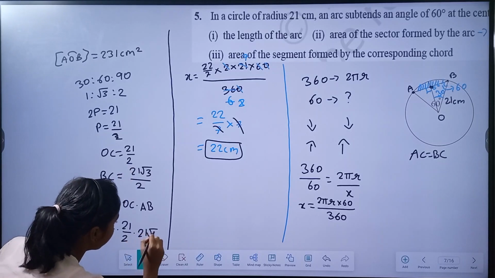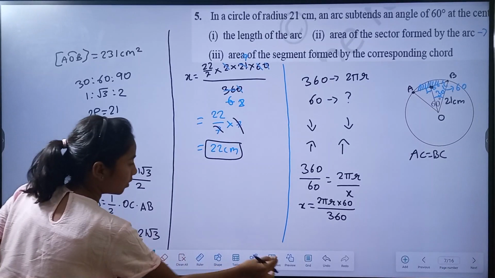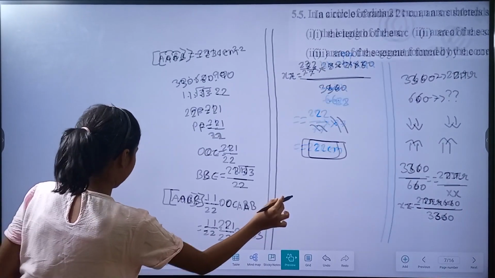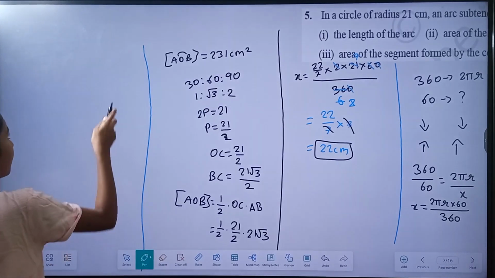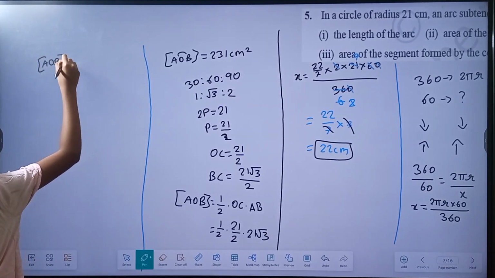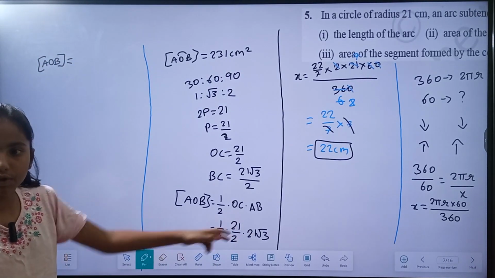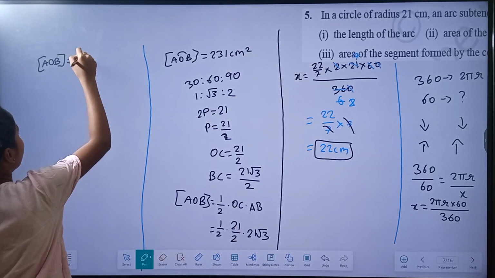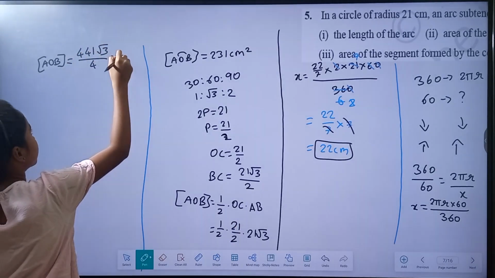So we'll get the area of triangle AOB equal to half into 21 by 2 into 21 root 3, which is 441 root 3 by 4 centimeter square.